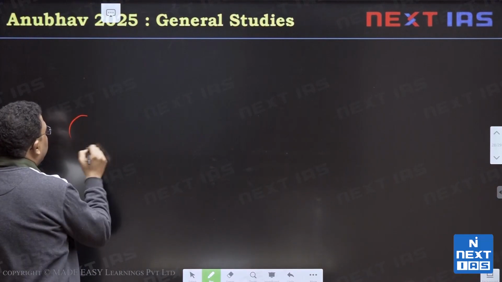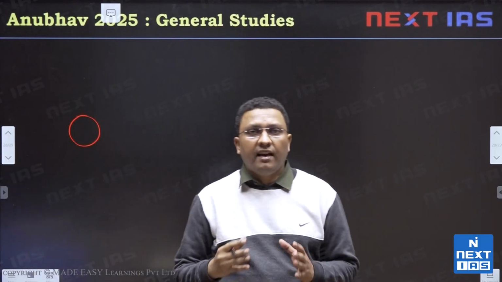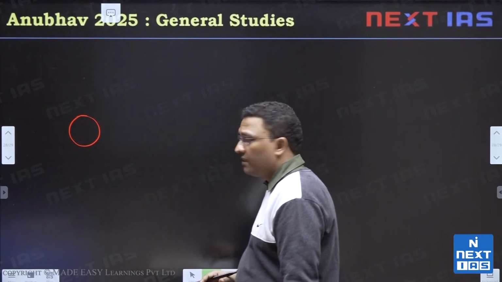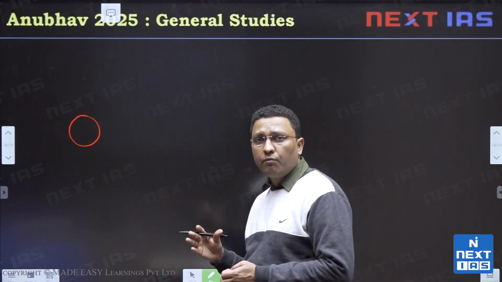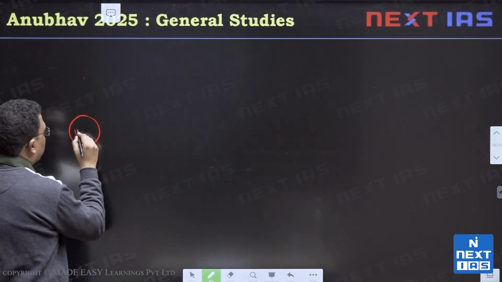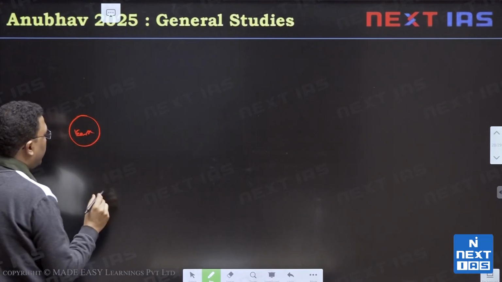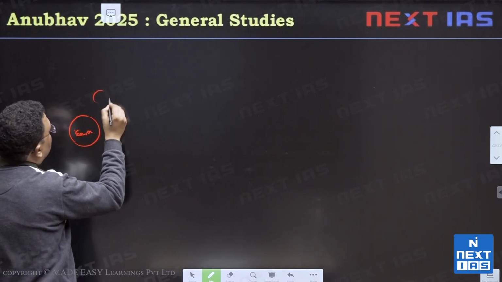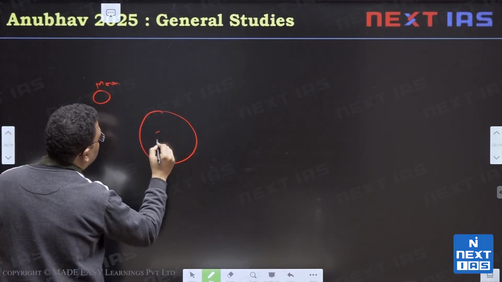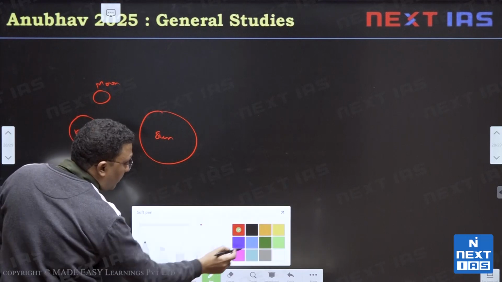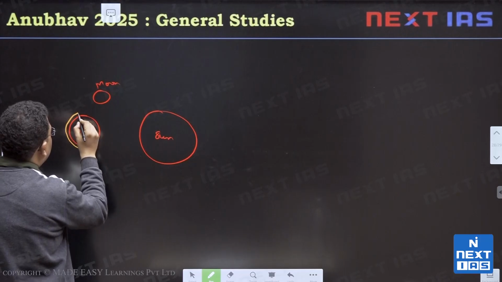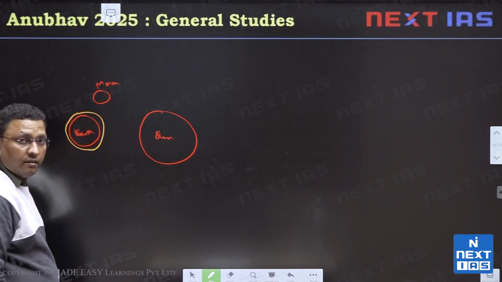So what is tide? Tide is basically periodic rise and fall of water on the earth's surface, right? And how does it happen? It happens because of gravitational pull of moon and sun, right? So let's say this is our earth surface, this is our earth, right? This is moon and this is sun, right? And let's say this is the water surface surrounding our earth, right?